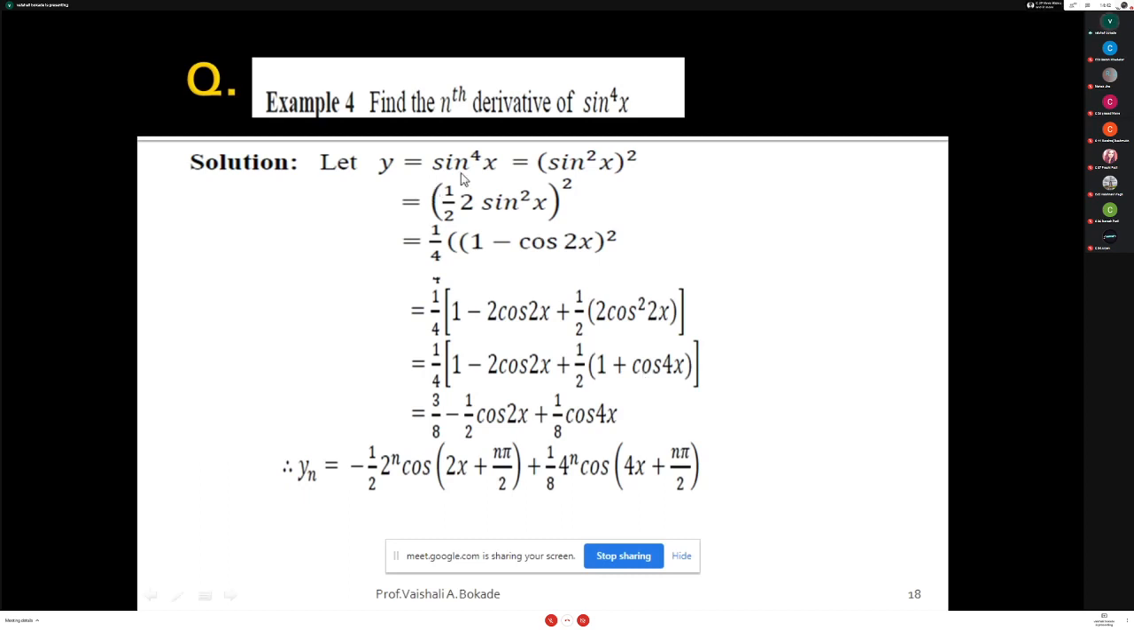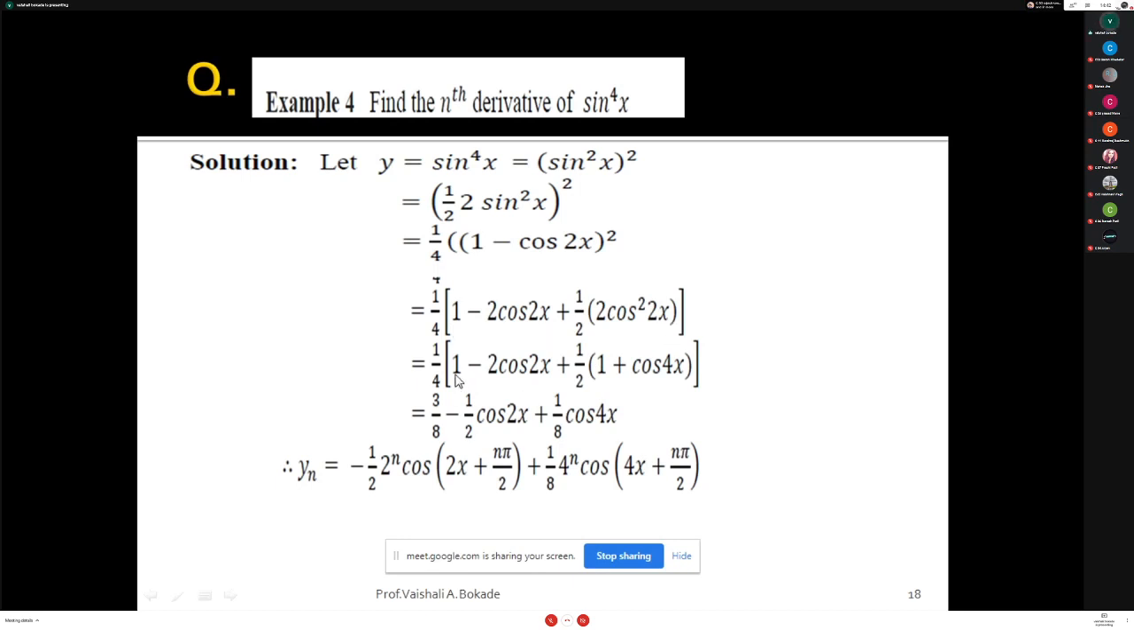Fourth step means 1, 2, 3. This fourth step, 1 minus cos 2x bracket square only we are just going for. In this fourth step, what we are doing? We are just expanding it.